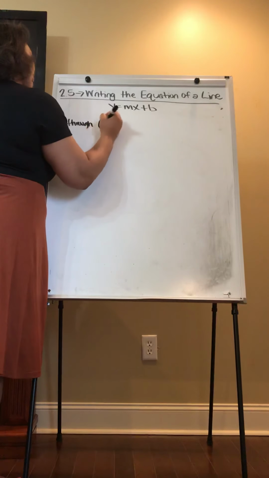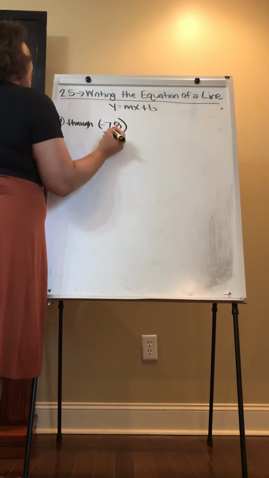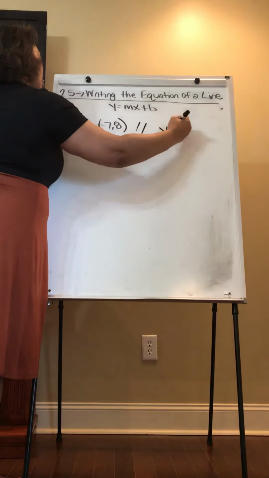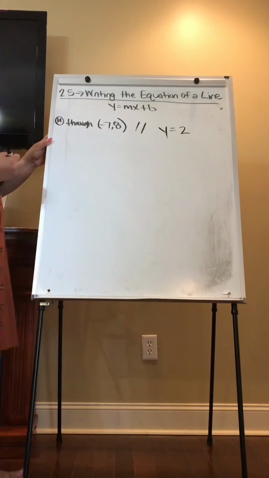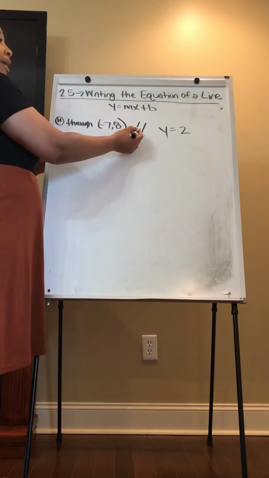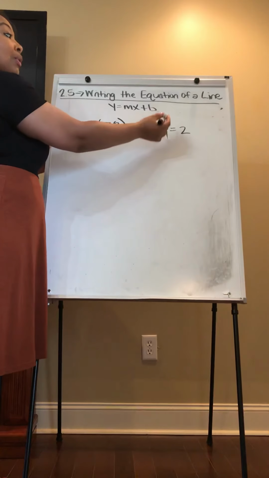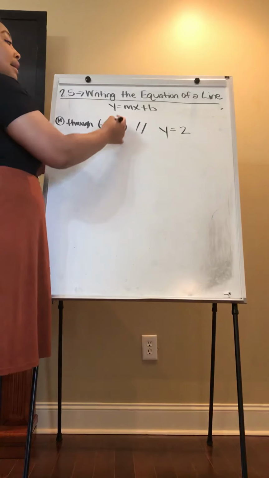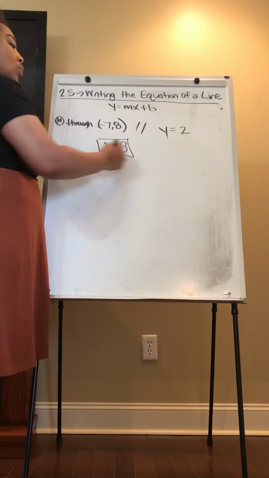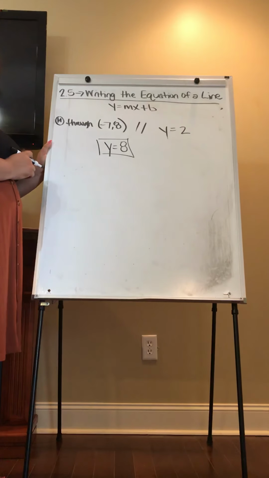Write the equation of a line that's going through the point -7, 8, and is parallel to y equals 2. Now, these are our special lines. Y equals 2 is a horizontal line. So if I want to do a parallel line to another horizontal line, then all you're going to do is give me the y of that point, which will be y equals 8.